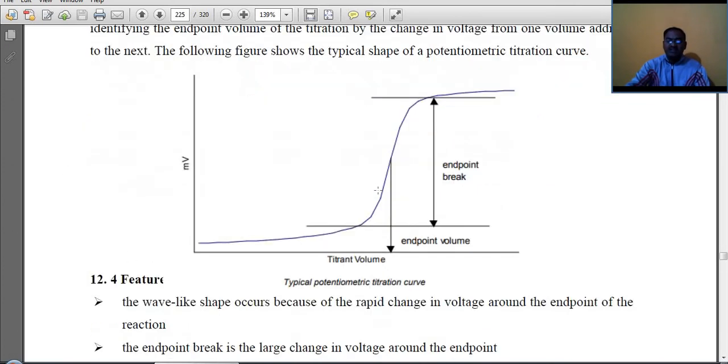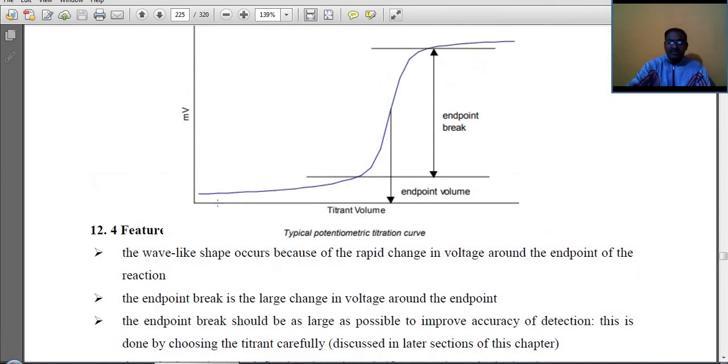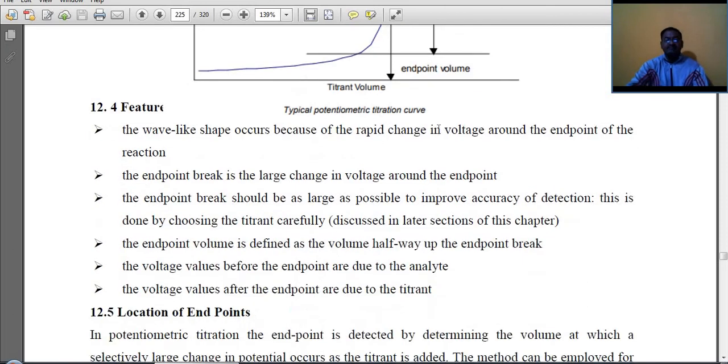Just see that this is the graphical representation of this potentiometric titration. Keep on adding the titrant. Initially it increases slightly. At the equivalence point it increases sharply. This is the end point.